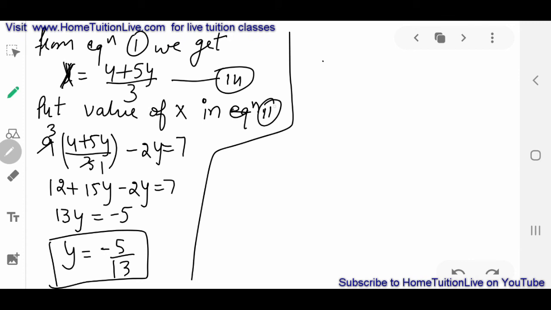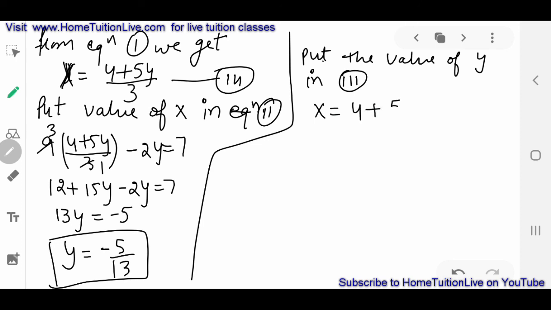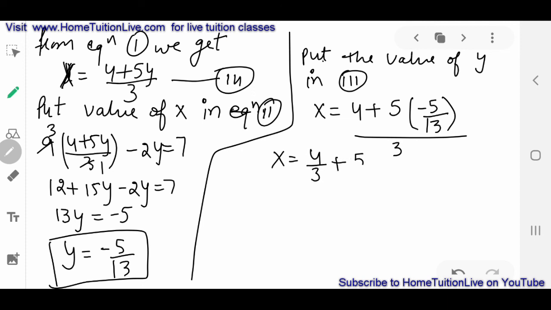Now put the value of y in the third equation. This is our third equation, that is x is equal to 4 plus 5y, where y is minus 5 upon 13, all upon 3. So here x is equal to 4 by 3 plus 5 multiplied by minus 5, which is minus 25 upon 13. This is 1 by 3. Now the denominator is 39.